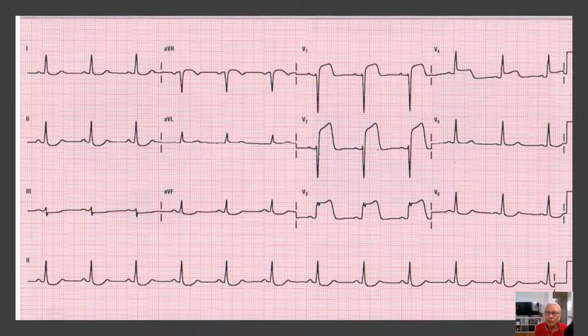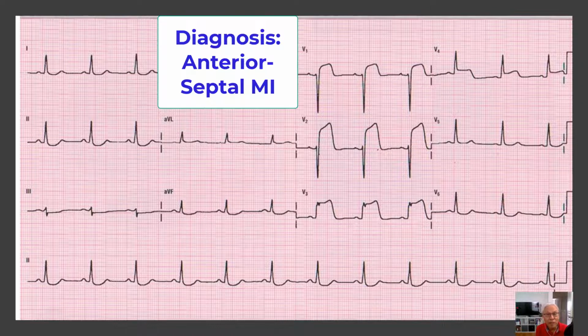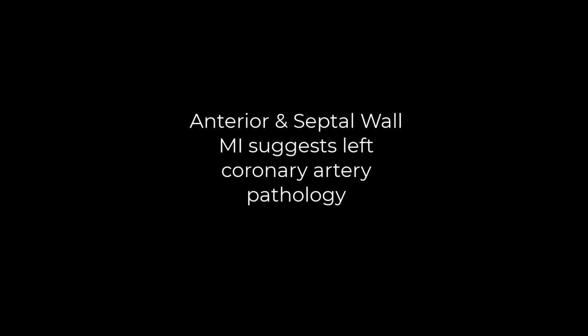We notice that there are leads that are elevated, and they are V1, V2, V3, and V4. So if we were to refer to the segments that are involved, V1 and V2 represent the septal area, and V3 and V4 represent the anterior area. So what is our diagnosis then? We have an anteroseptal MI, or a septal anterior MI, and therefore this represents the pathology in the left coronary.